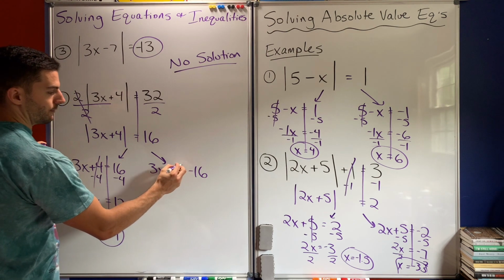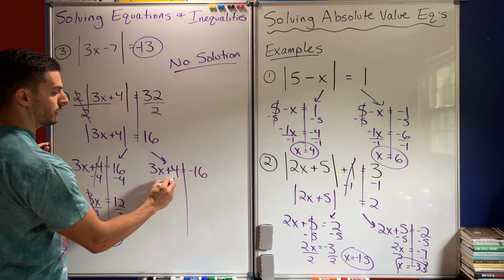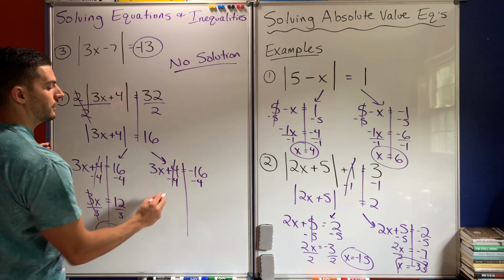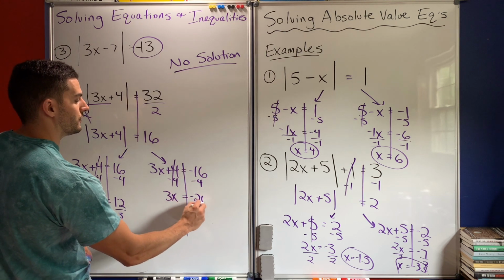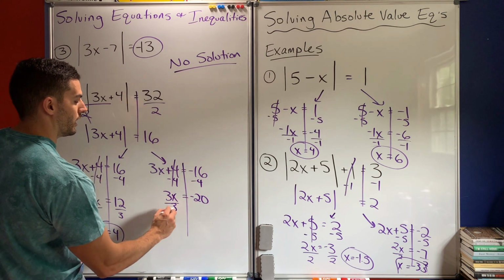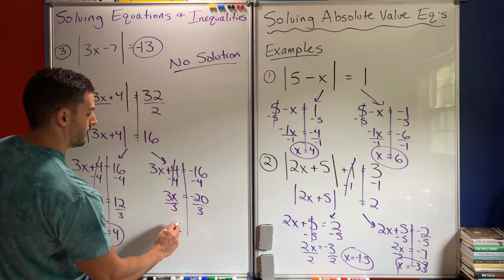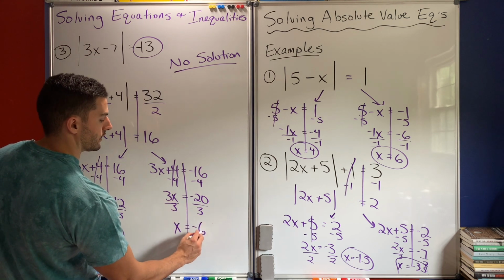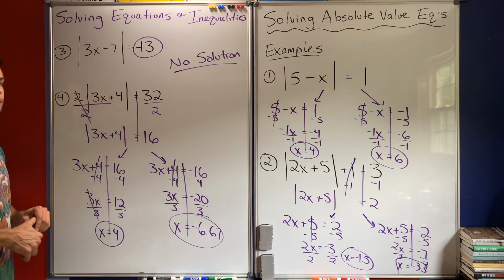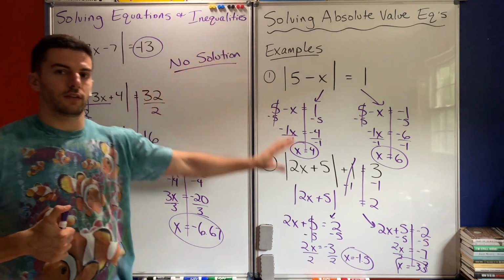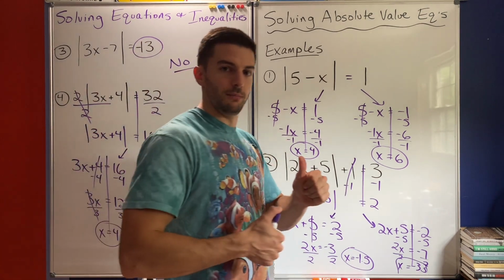My other answer is going to come from this one, okay? So same steps. I minus 4 from both sides, I get 3x equals negative 20, and then I divide by 3, and I get x equals negative, I think that's 6.67. So those are my 2 solutions for this one, okay? Like I said, let me erase this, and then we will do one more example and then be done.